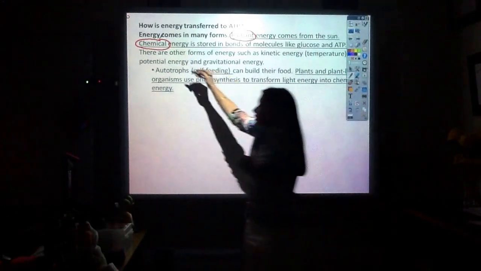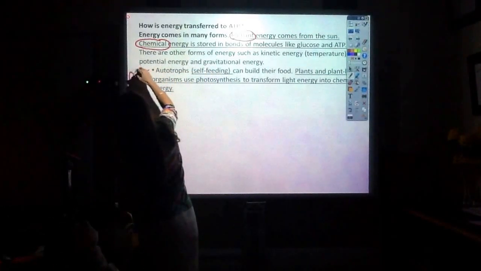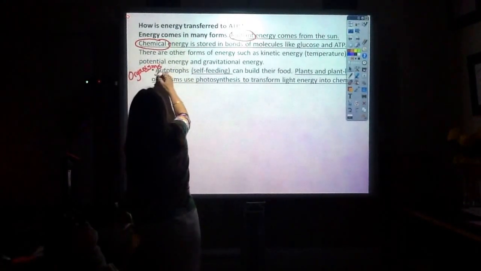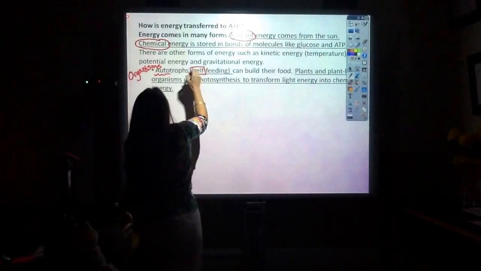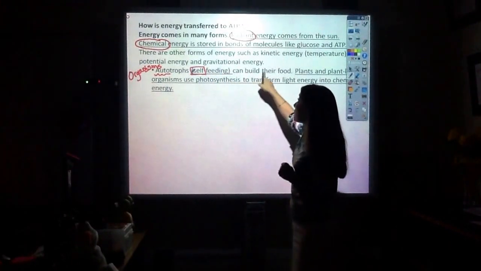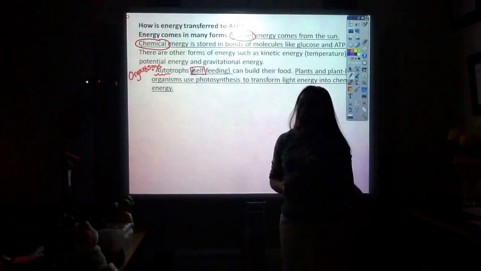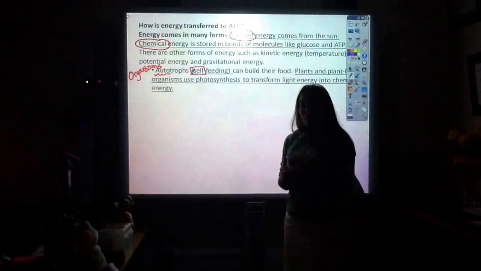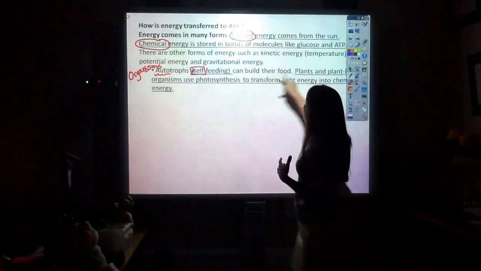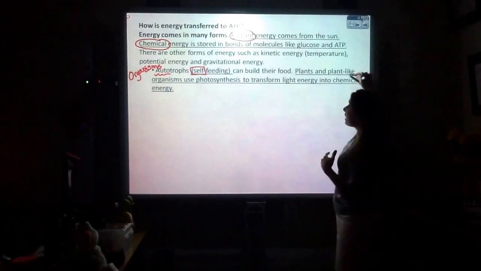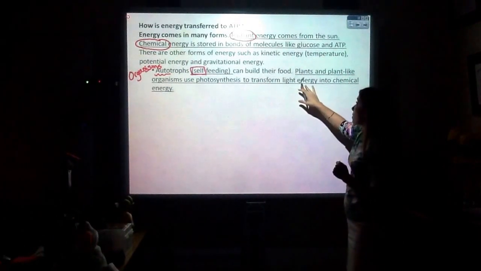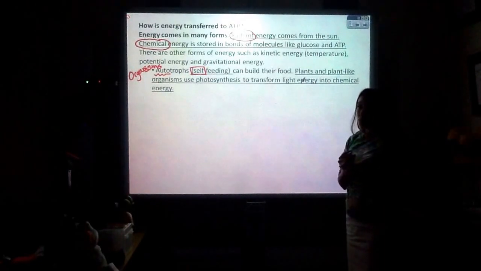So we look at autotrophs, and these are organisms. These are living things. Autotrophs, auto actually means self, and troph means feeding. Autotrophs are organisms that can build their own food, not animals. Even though you can make a peanut butter and jelly sandwich, you don't actually build that. Autotrophs, like plants and plant-like organisms, use photosynthesis to transform light energy into chemical energy.